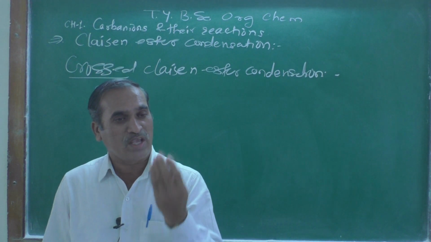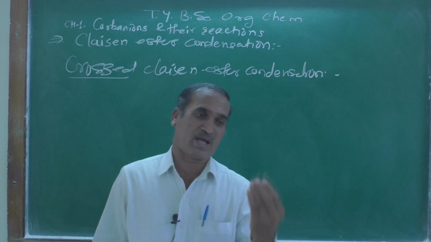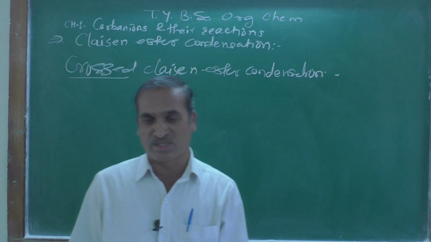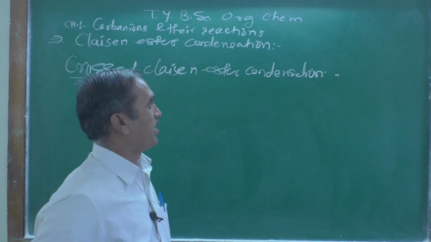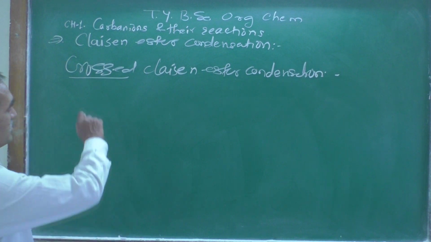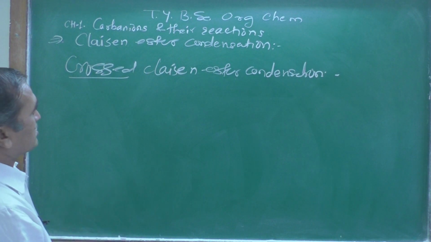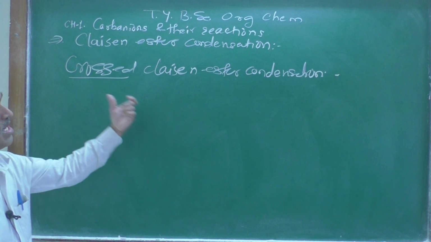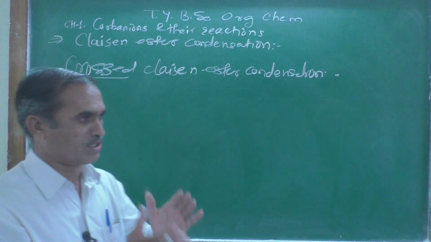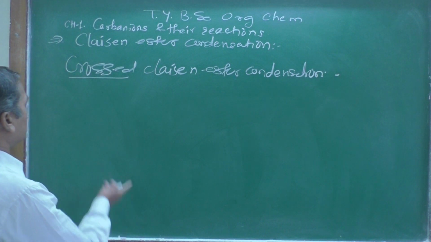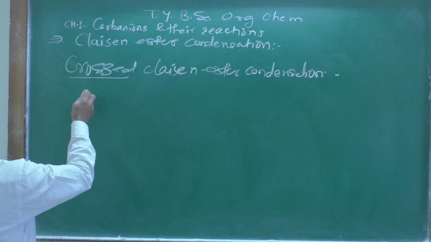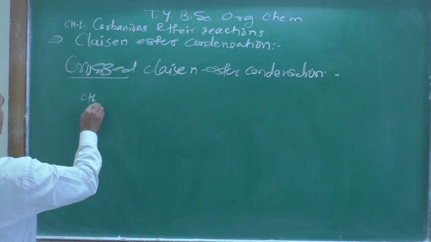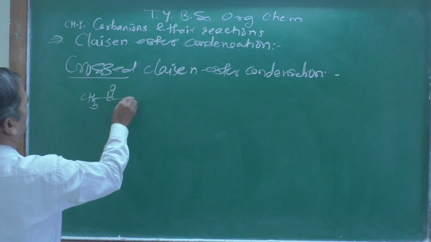These are very, very important from a synthetic point of view, and that's why we are studying these reactions at this level, at T.Y.B.Sc level. So let us discuss the crossed Claisen ester condensation. First, let me take a first compound. Suppose we have CH3C double bond OEt.